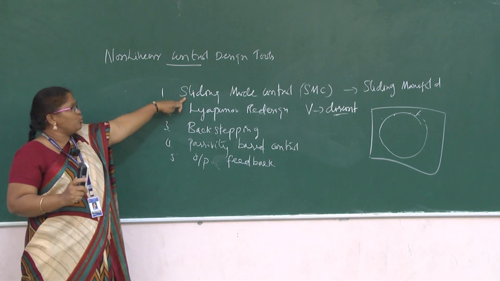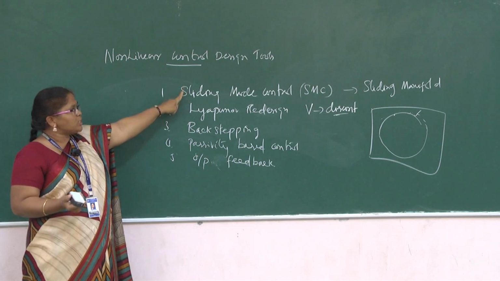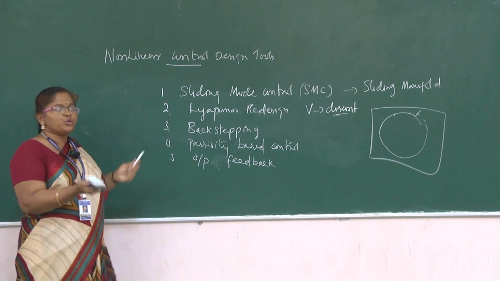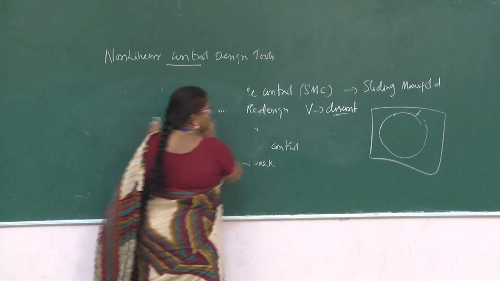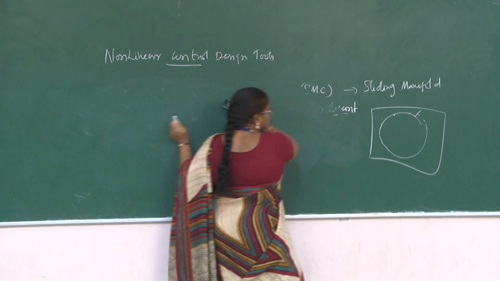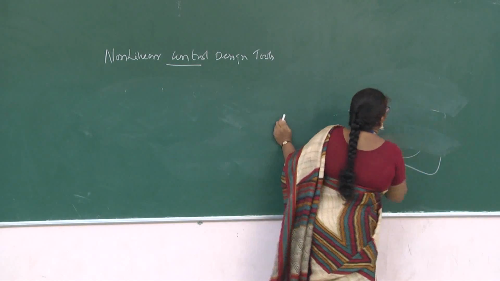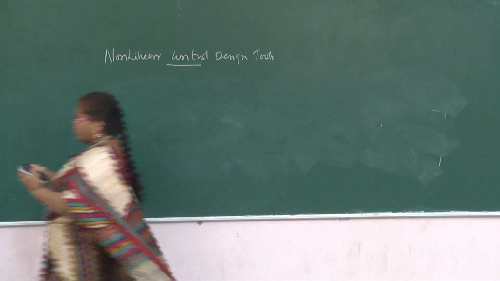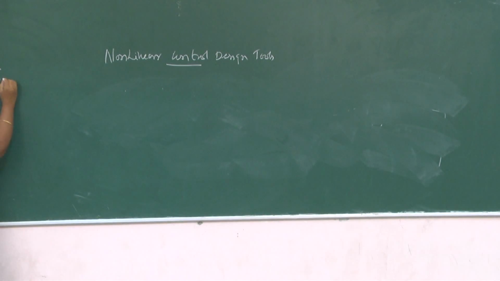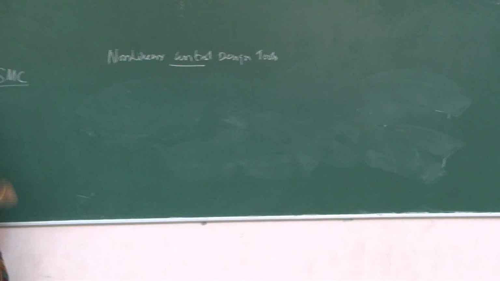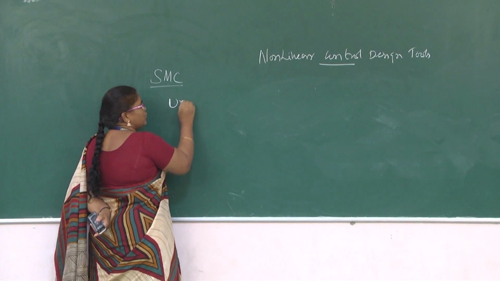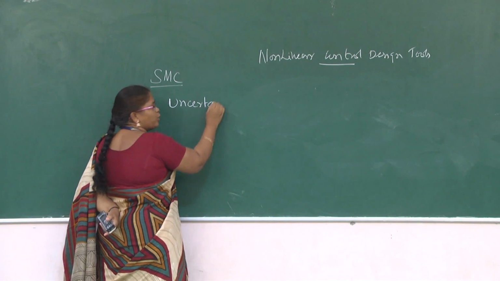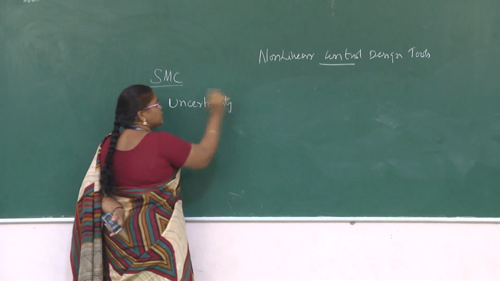Now I am going to explain in detail about sliding mode control, how we are going to overcome the non-linearity in any system. So the first one is sliding mode control, abbreviated as SMC. Okay, so first let me tell you about uncertainty, because non-linearity means what? It is uncertainty, uncertainty in the plant.